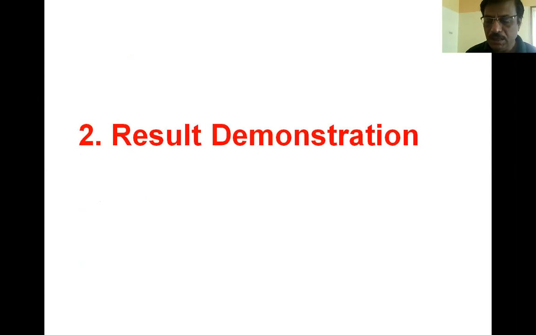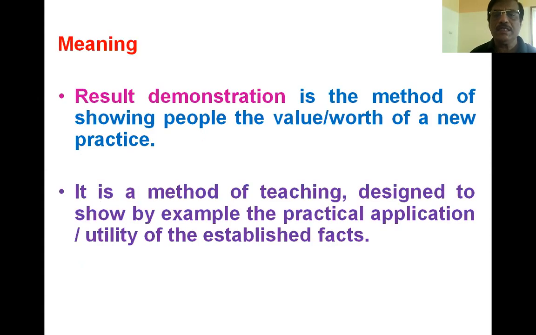So result demonstration, let us see the result demonstration. Result demonstration is the method of showing the people the value or worth of a new practice, in order to show the results of the new practice, new variety, new chemical, new method of cultivation. So what are its results in comparison with the existing one? Result demonstration is the method of proving before the people the results of a new practice.